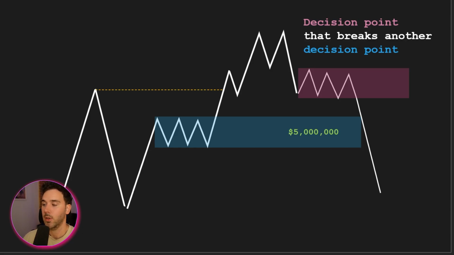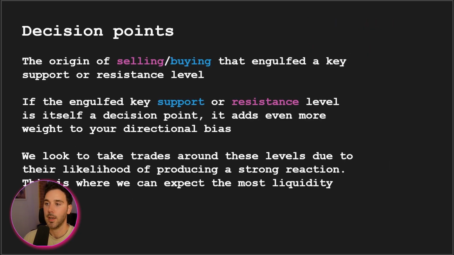So if we just go back to our maths, if there was $5 million of orders unfilled at this level, for example, there may have been $10 million of selling to come down and break that level, which means that on a retest of it, we want to look to go short and ride the wave of unfilled orders that will be filled. So if we just go back to the original slide where we're talking about decision points, just to see if it makes a little bit more sense now.